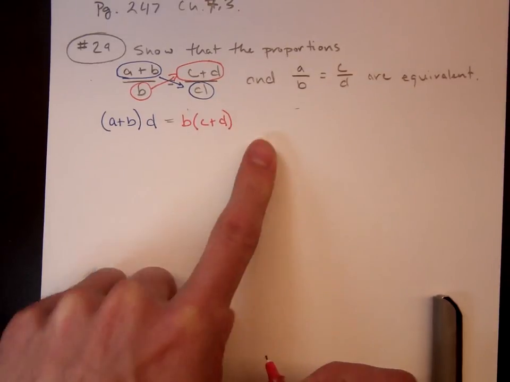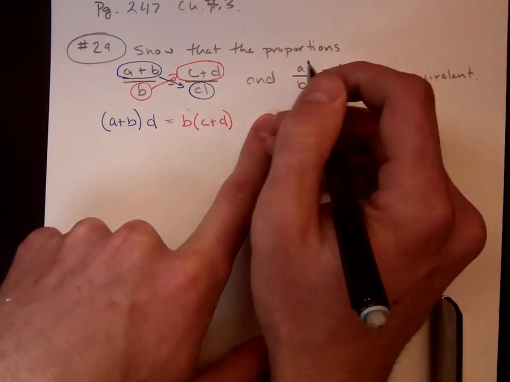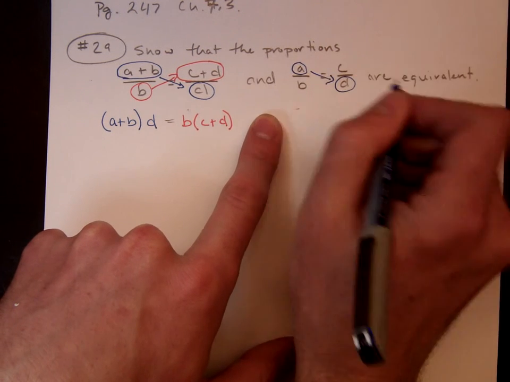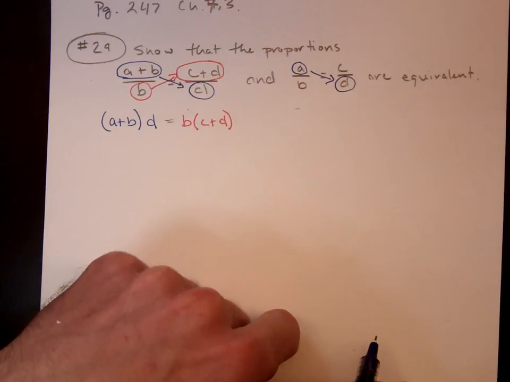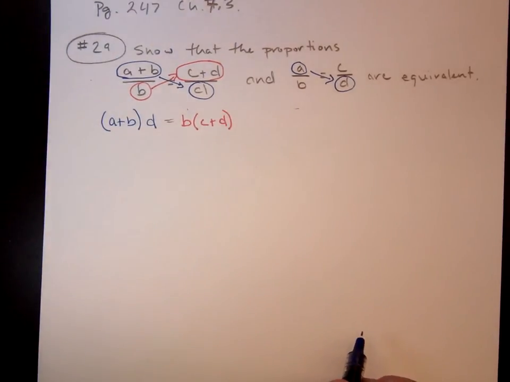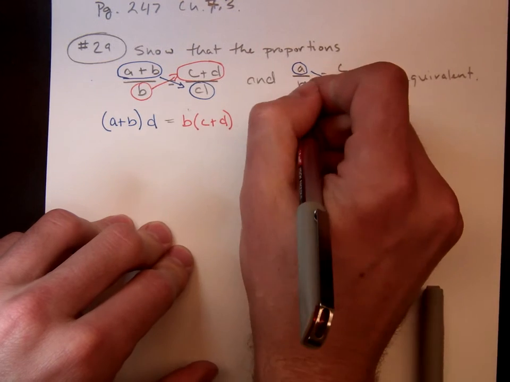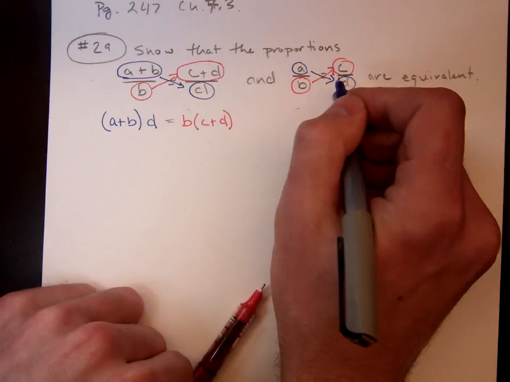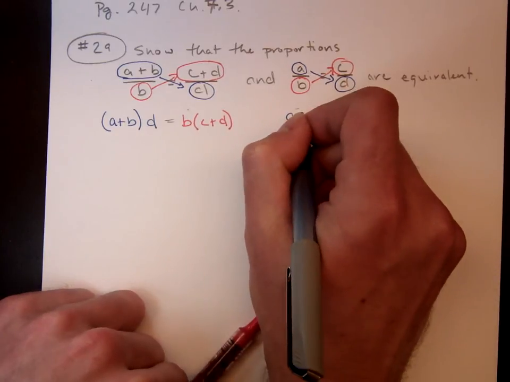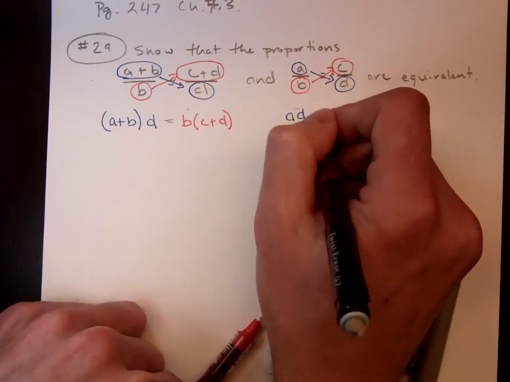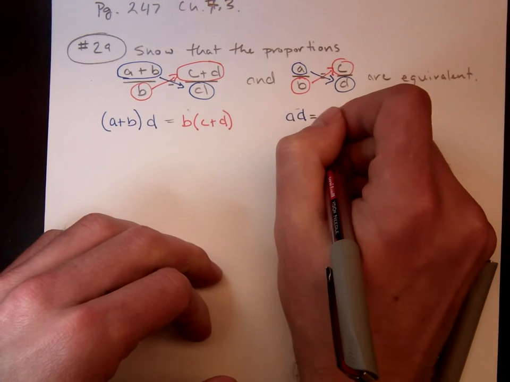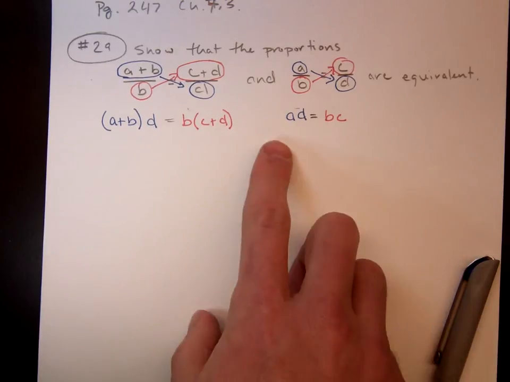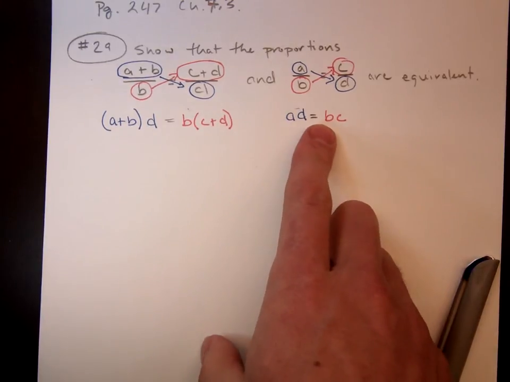Okay. Now I'm going to do the same thing over here, but in this case I'm going to have a times d as one of my cross products, and the other cross product will of course be b times c. Okay. So again, my blue cross products here, I have a times d, and that must equal b times c.